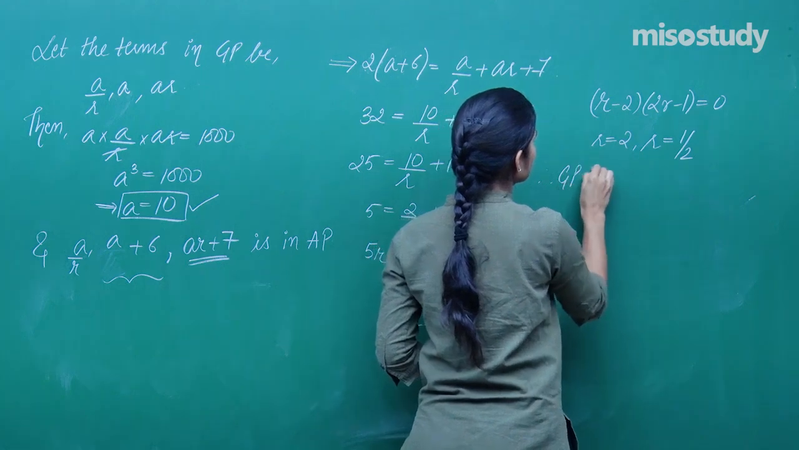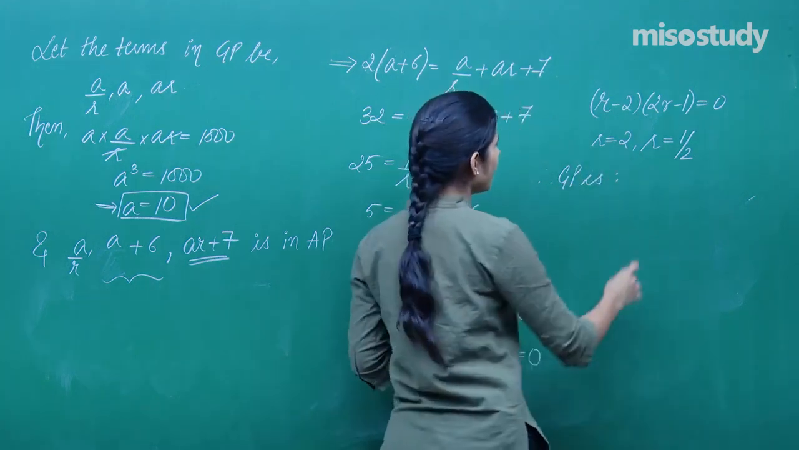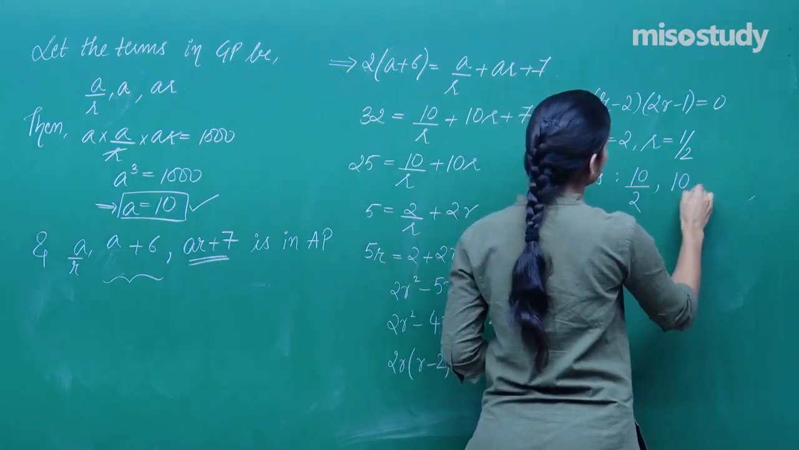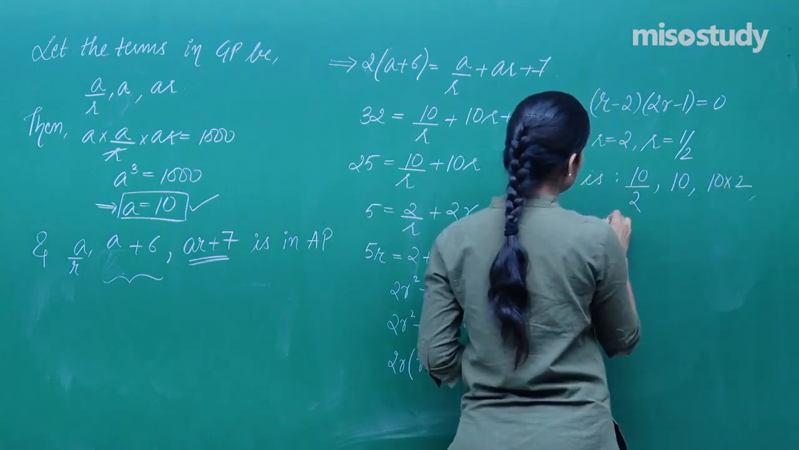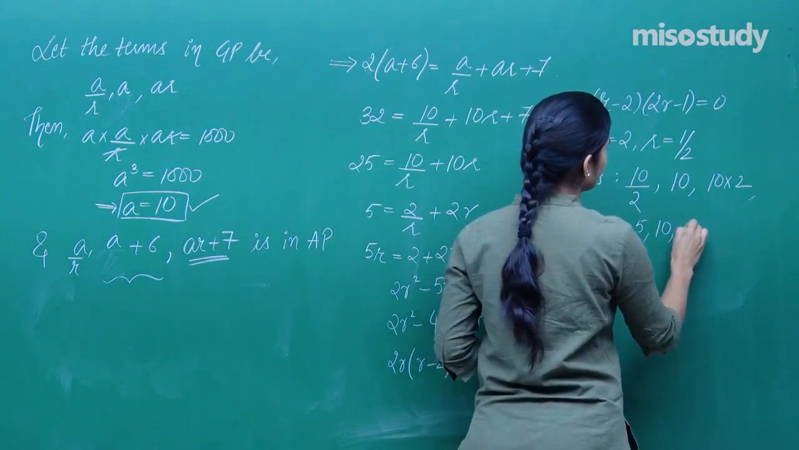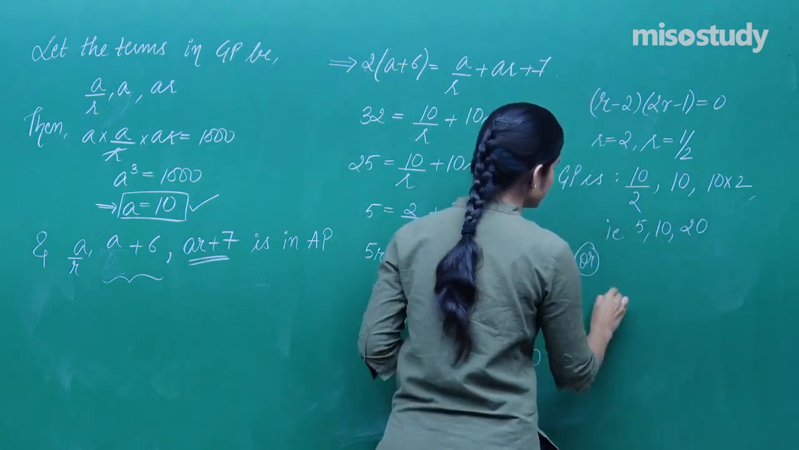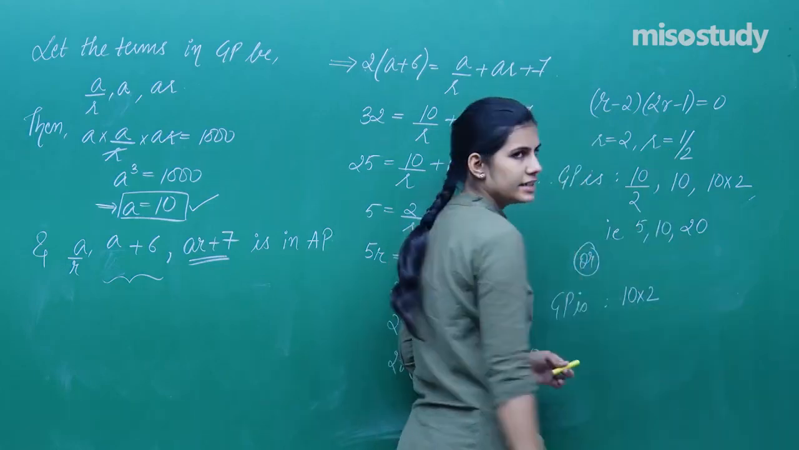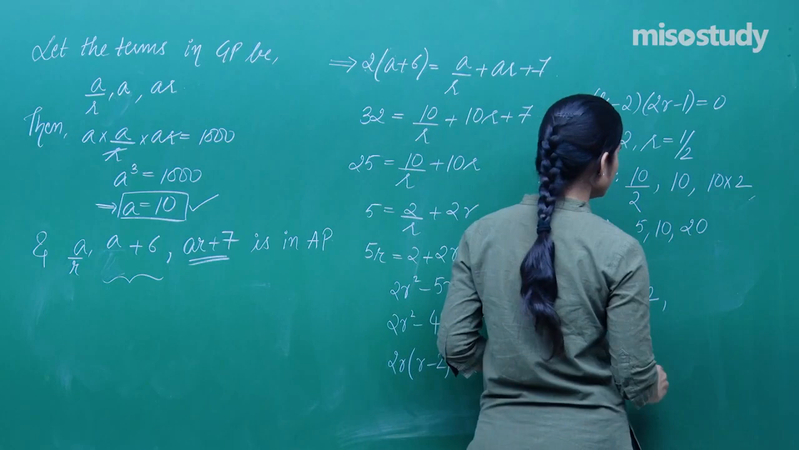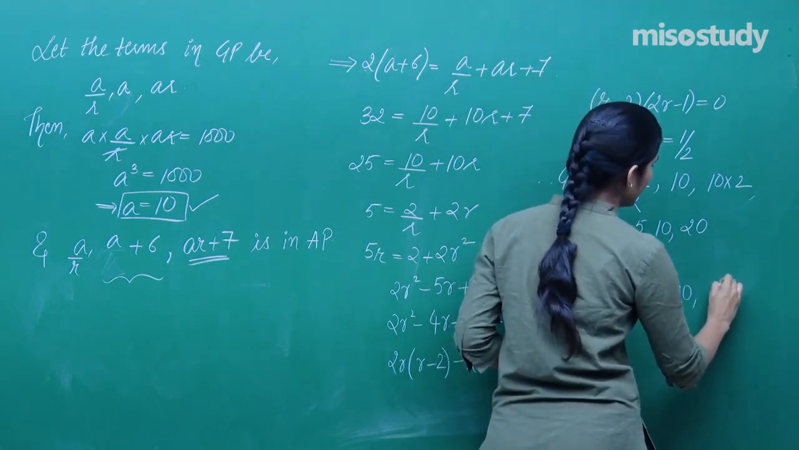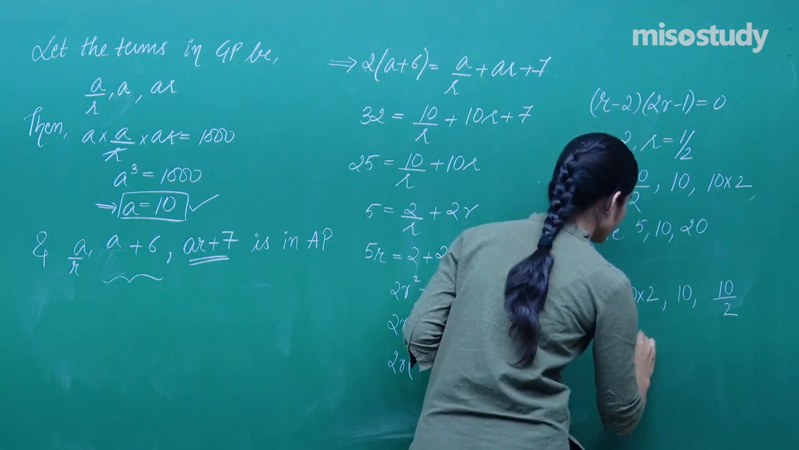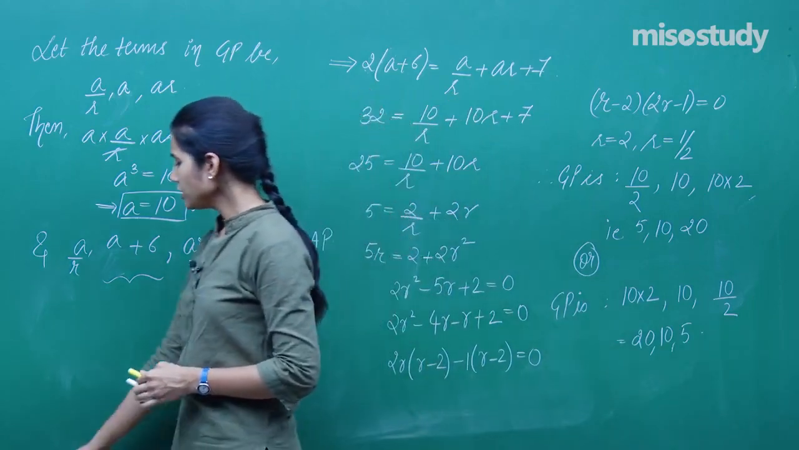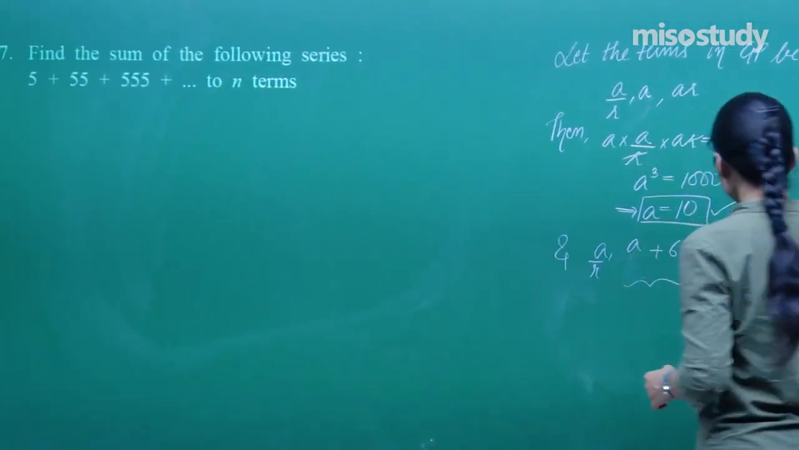Therefore GP is A by R, A, A into R, that is 5, 10, 20, or it is A by R, 10 upon 1 by 2 is 10 into 2, A, A into R, that is 20, 10 and 5. Clear? Moving to the next question, we have to find the sum of the following series.